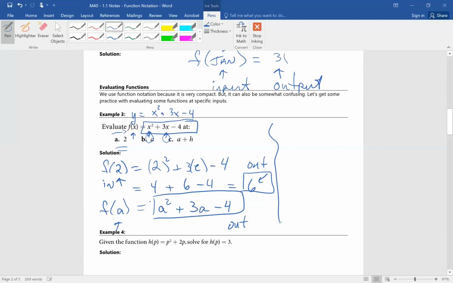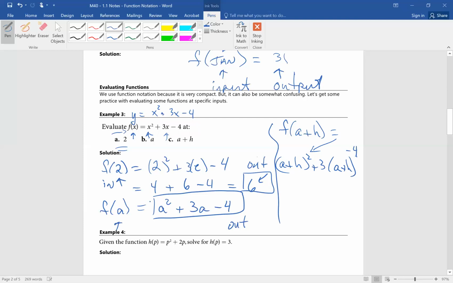If I were to do part C, it doesn't matter if I have a big old thing in there. F of A plus H, again, it has to go in to wherever this X is, right? Instead of A, I'm just hurting for room here, so I'll erase this. My A plus H would need to go in there and in here in its entirety. So what you would end up having, and I'm running out of room, but this whole thing, F of A plus H, would equal, if I write the right side down here, A plus H, the quantity squared, minus 3 times A plus H.